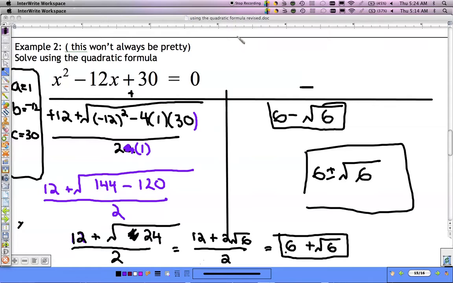So go ahead and try the rest of the problems. This side should be a little bit more complicated, so the answers will be up on Blackboard, but if you need any help, you just stop me and ask me.